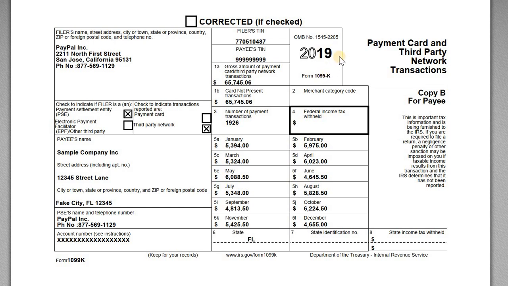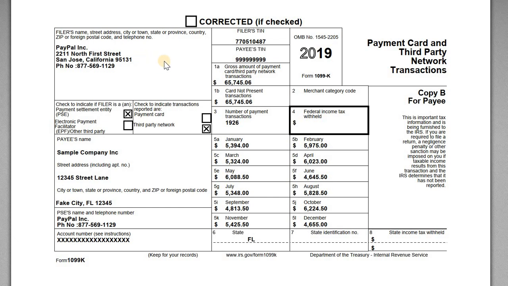It's a payment card and third-party network transaction report. So if you're running a business and you have an account with PayPal, this is PayPal, for example, or Stripe, or one of these other payment processing entities, so you use them to run your customer receipts or deposits through for payments for your services or products, you might get one of these.